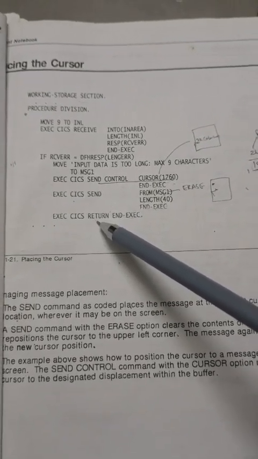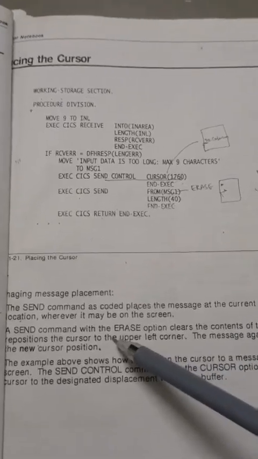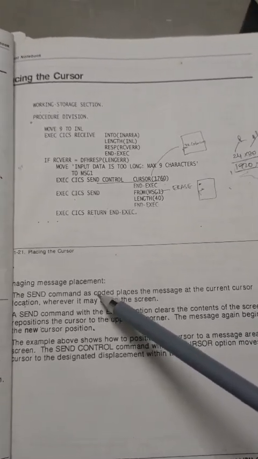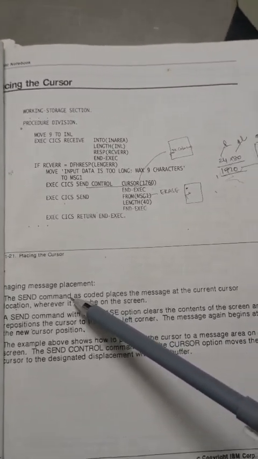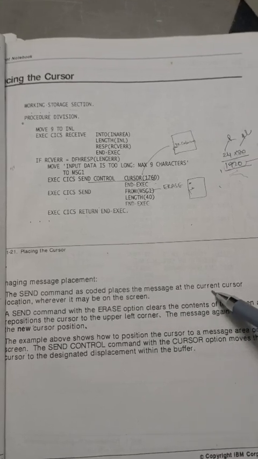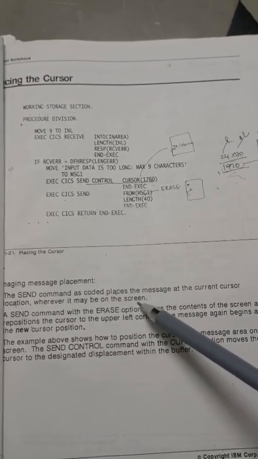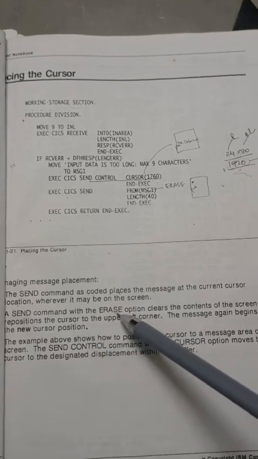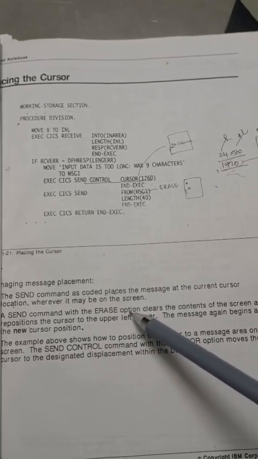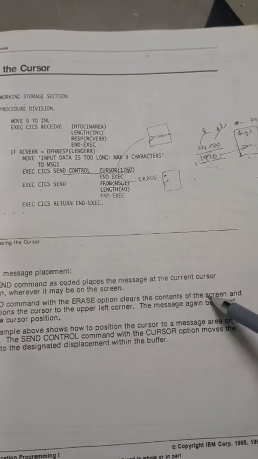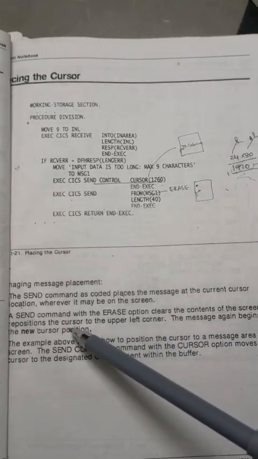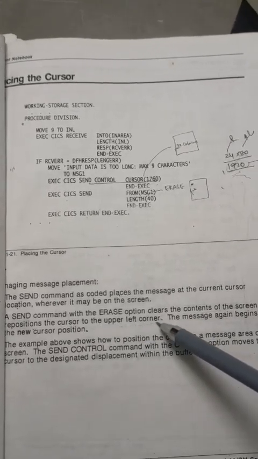I had previously told it to terminate the transaction. See here, there is some text. The SEND command is coded to place the message at the cursor position, wherever you are going on the screen. The SEND command with the ERASE option will clear the content of the screen and reposition the cursor to the upper left corner.